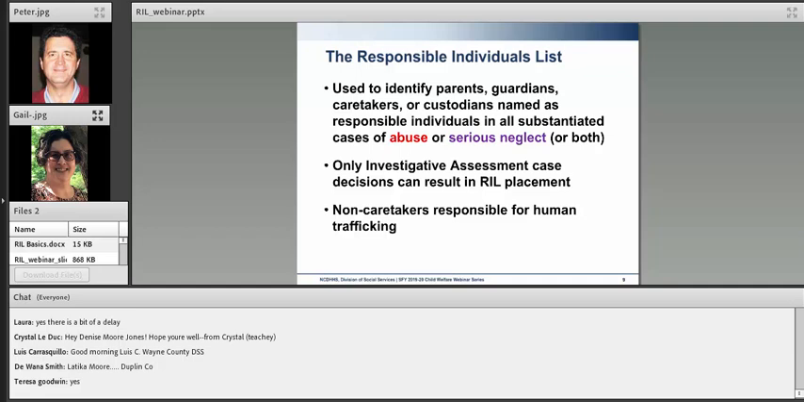Okay? Gail wants me to mention too that when it comes to the RIL as well, the other people that can access that are those that are preparing to license foster and adoptive families. You know, that is one of the places that they access the RIL as well, to see if this person is fit to be a licensed foster parent or to be an adoptive parent. Okay? The other piece I want you to see is that now on the Responsible Individuals List, we can include non-caretakers who are responsible for human trafficking.